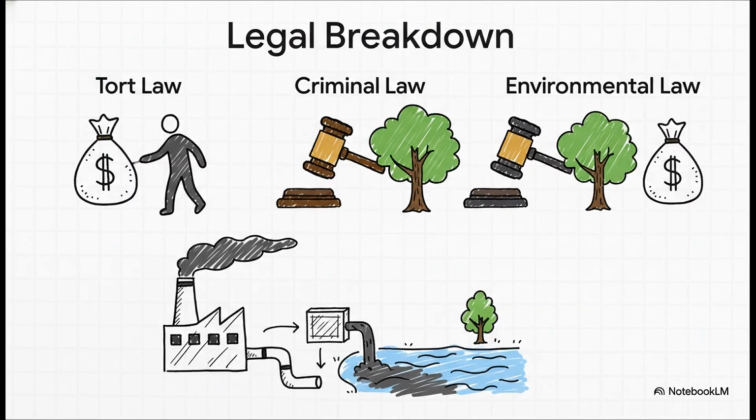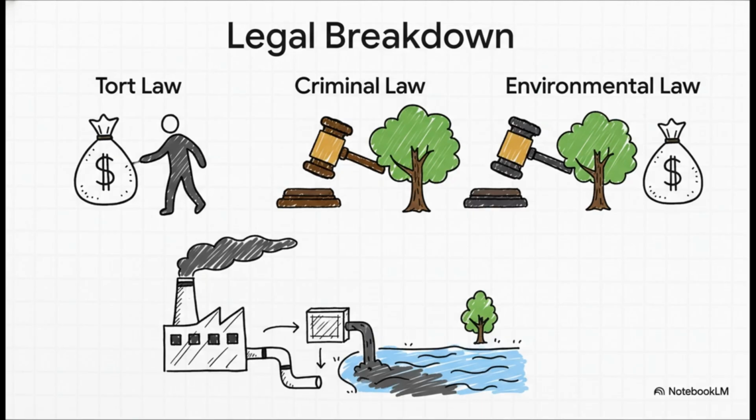Okay, so let's break this down further. Legally, negligence is an actionable wrong that can manifest in two distinct domains. First, in civil law, we refer to it as a tort. This means the negligent party may be required to pay monetary compensation for the harm they've caused. Second, it can be a criminal offense, which can lead to punishment, like fines or even imprisonment. Now, here's the critical point for our study. In environmental law, it's very often both.